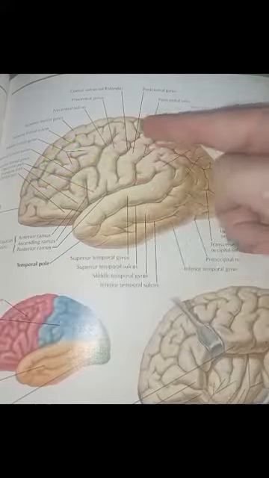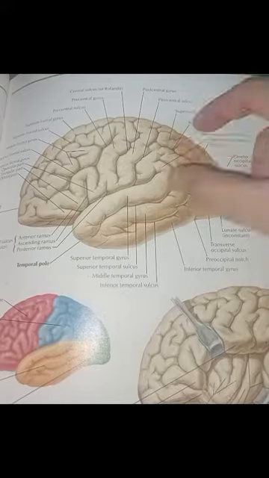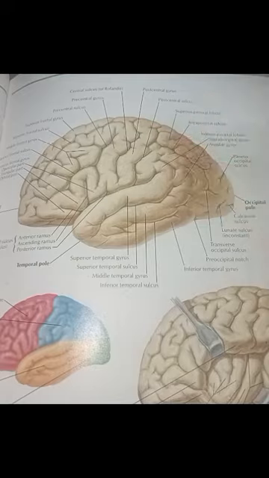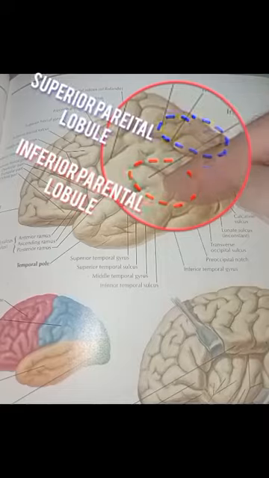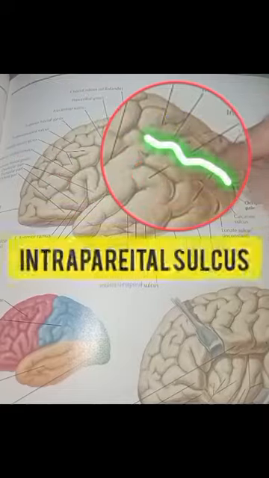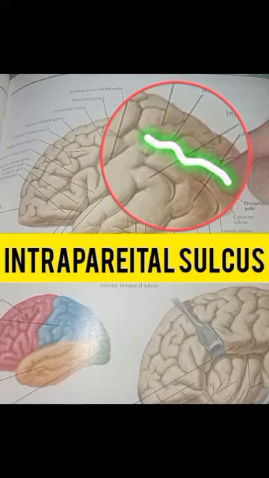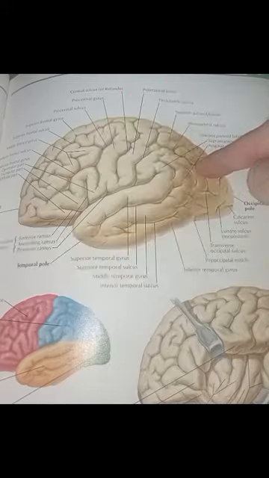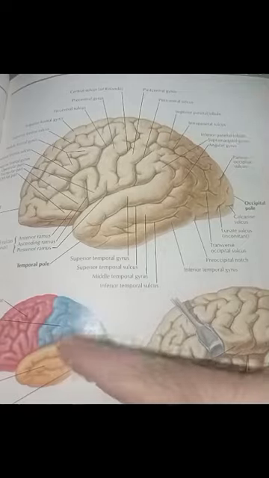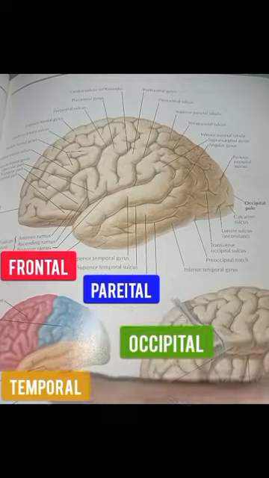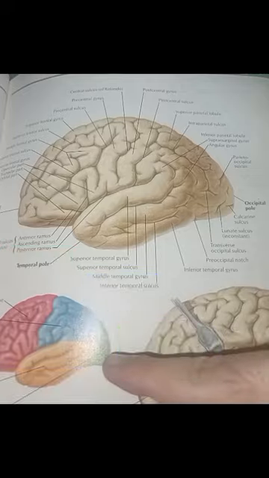Coming behind the central sulcus, we see here the parietal lobe. In the parietal lobe, you can see a superior parietal lobule and an inferior parietal lobule divided by a parietal sulcus. If you ever find it difficult to see the lobes, try to see a colored image showing all the lobes: frontal, parietal, temporal, and occipital.